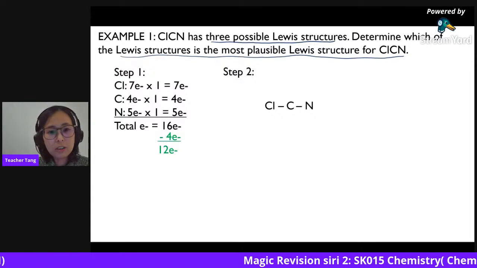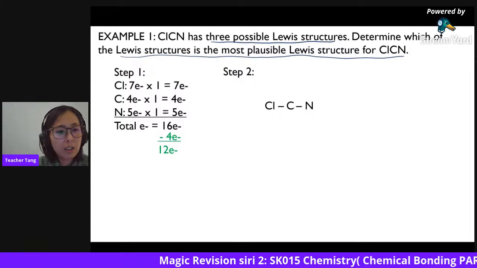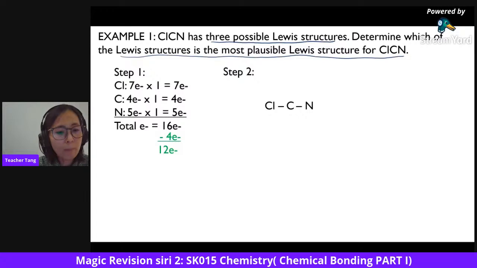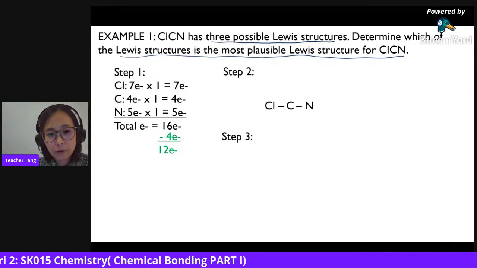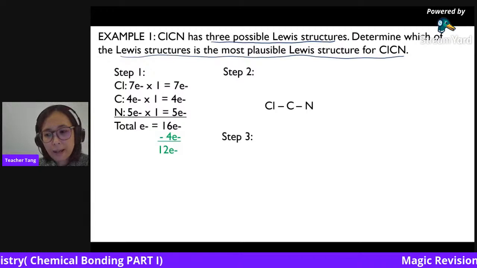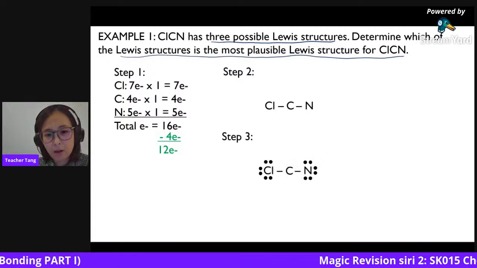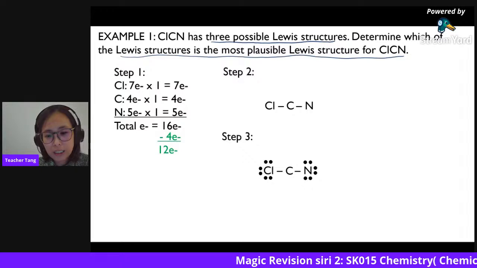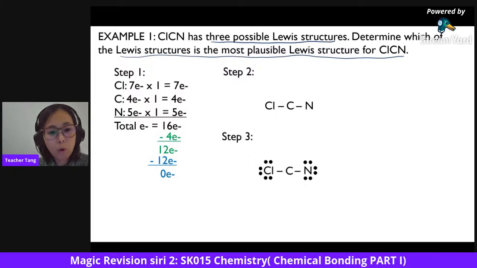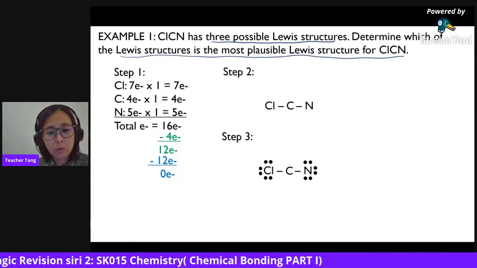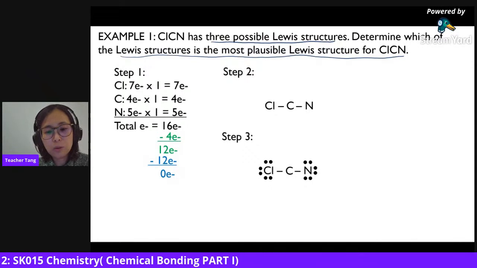Okay, so just now after step number 2, I already drew 4 electrons, so minus 4. So 12 electrons remain. So in step number 3, we need to make the terminal atoms octet. So just put in the electrons. So I have drawn all the 12 electrons. So no electrons remain, which means that no electrons need to be put at the central atom.